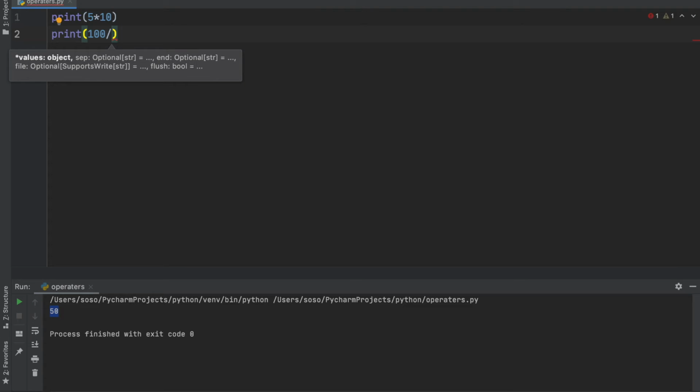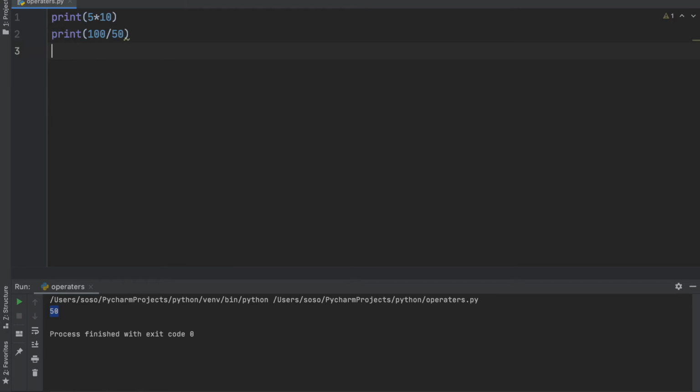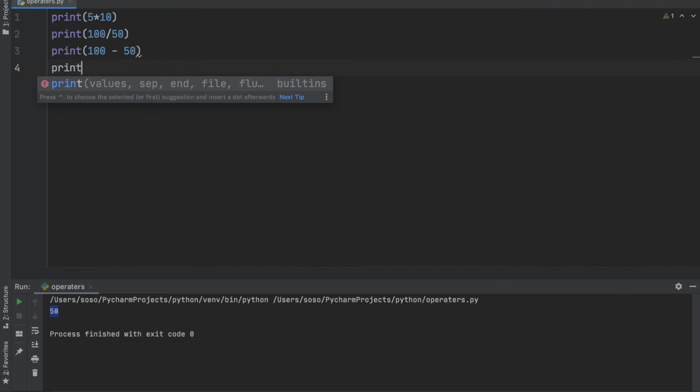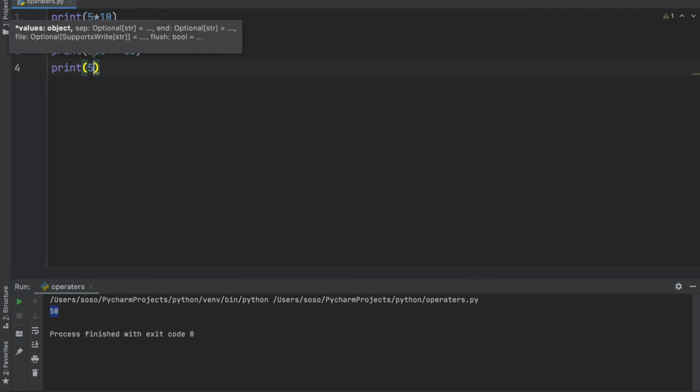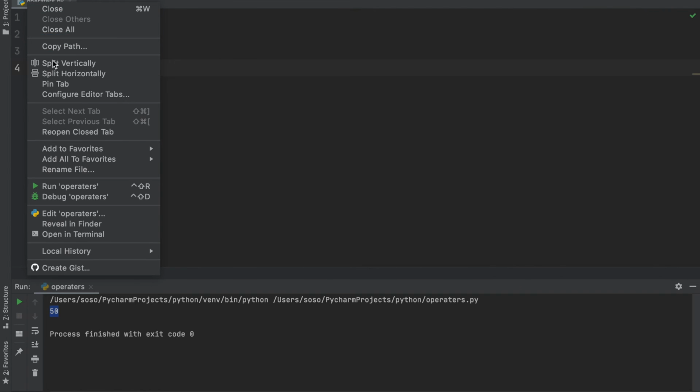And then let me give you another example with division: 100 divided by 50. And then I'll give you another example. Print 100 minus 50. And my last example would be print 50 plus 50. So let me just run our code.